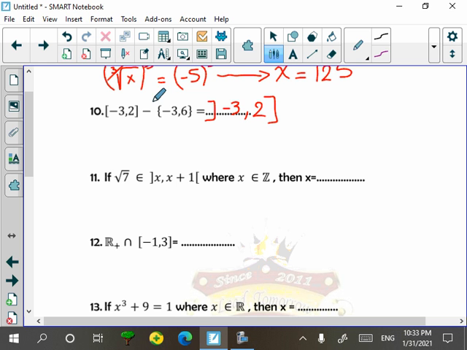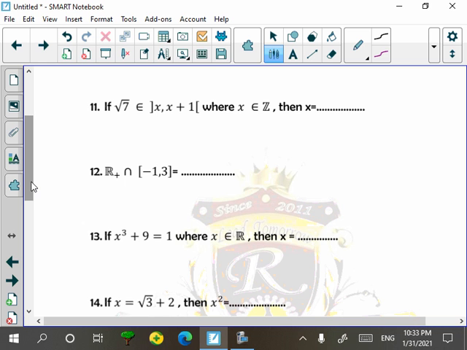What is the meaning of the difference? The number in the first one doesn't belong to the second one. Okay, the number will be from negative 3 until 2, but negative 3 will be open because negative 3 is here.